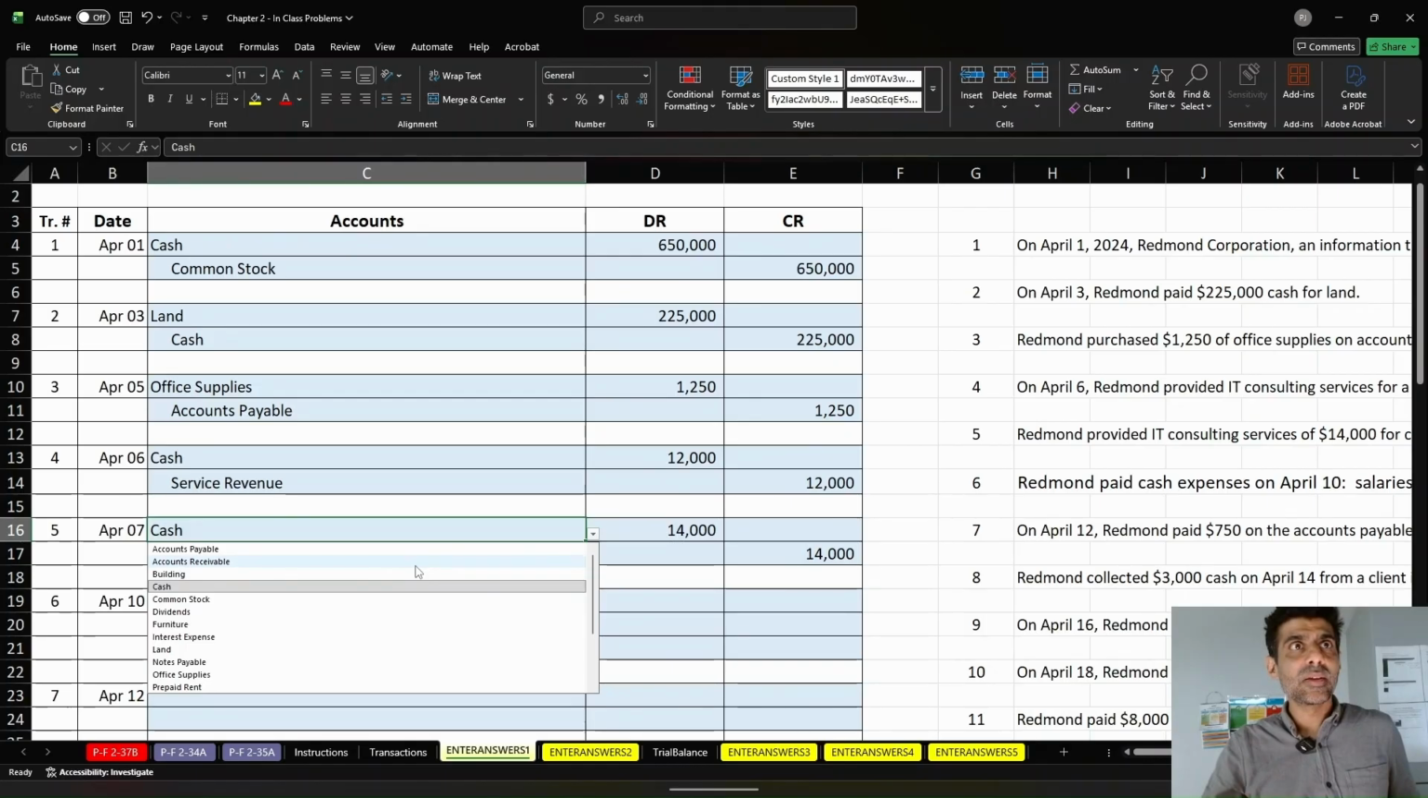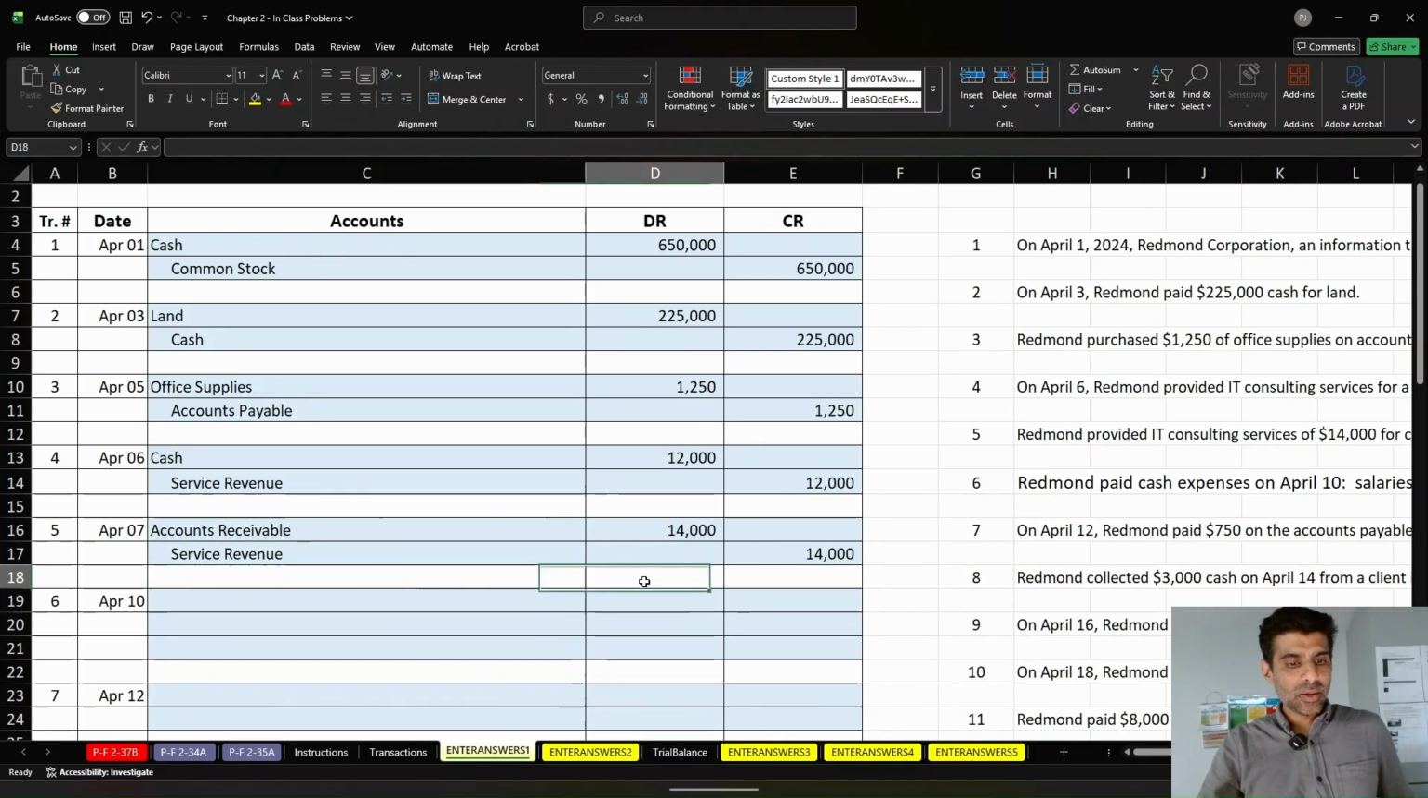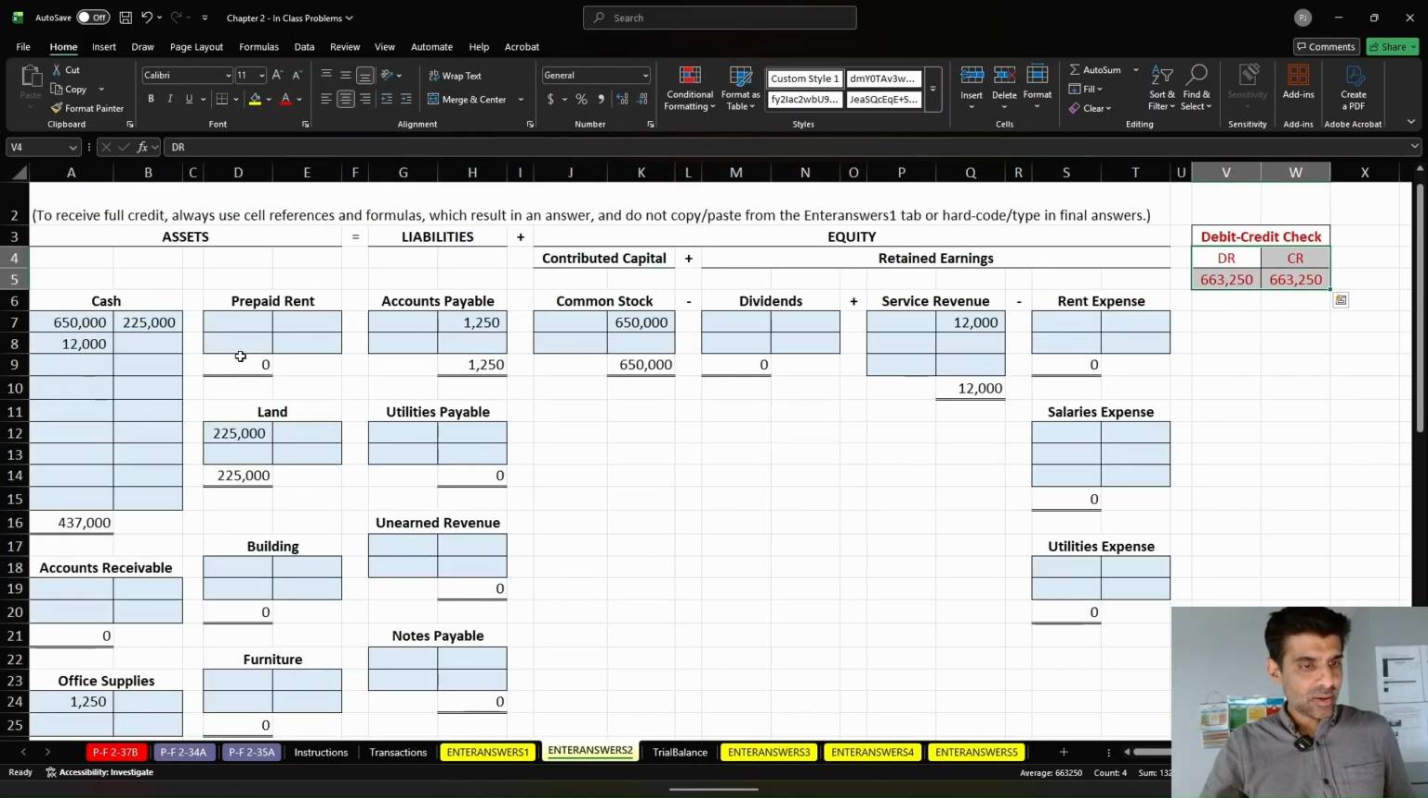Who thinks it's an asset? Who thinks it's some other kind of equity account? It's for sure, yeah, it's an asset. Okay. So then we post it. Accounts receivable, 14,000 debit, service revenue, 14,000 credit, and we're still balanced.